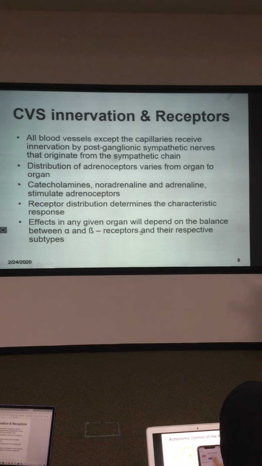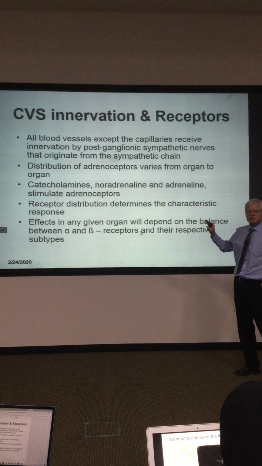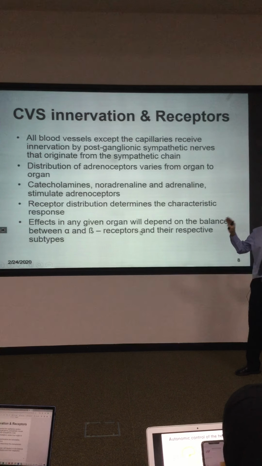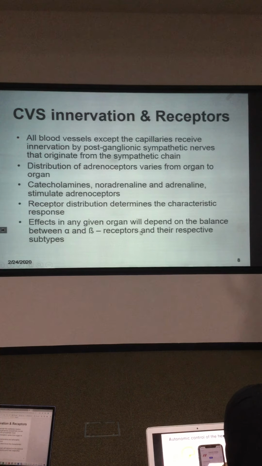Catecholamines, noradrenaline and adrenaline stimulate adrenoceptors. The receptor distribution determines the response. That's a very important sentence. So the receptor distribution determines the characteristic response.